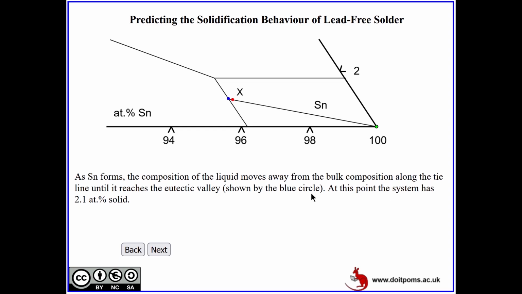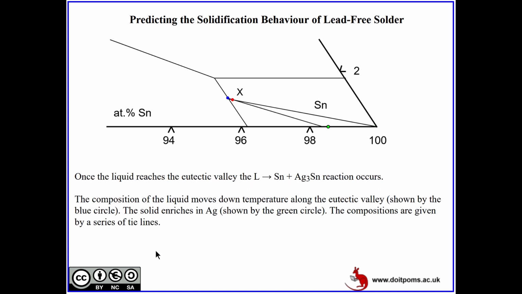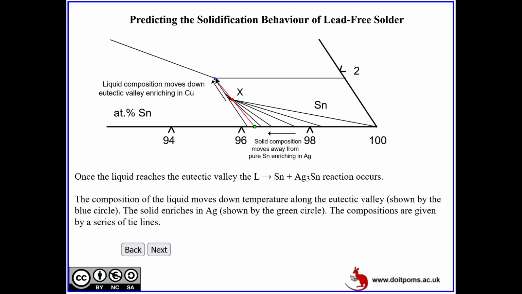At this point, the system has 2.1 atomic percent solid, which can be directly calculated by applying the lever rule here, this small length by the total length. So then we can see that the solid composition keeps changing like this, and the liquid composition moves along this line.